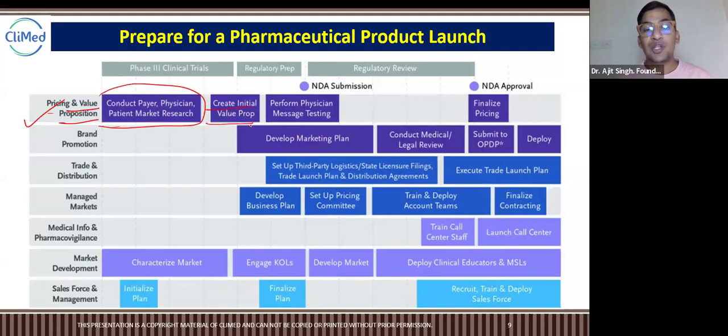So this is pricing, they discuss the pricing, they do all the market research, then they create initial value propositions, as I told you, and then they perform physician message testing. Physician message testing means they involve the physicians, the stakeholders, all the healthcare professionals: we are coming up with this product in the next 3 years, what are you writing right now, and how will it be better than the others, right?